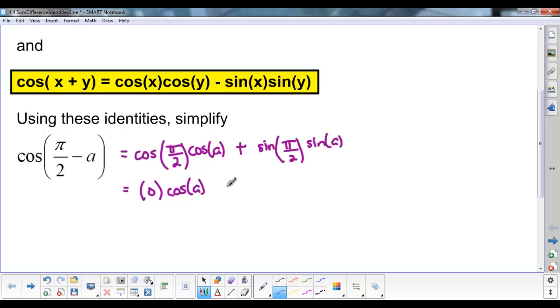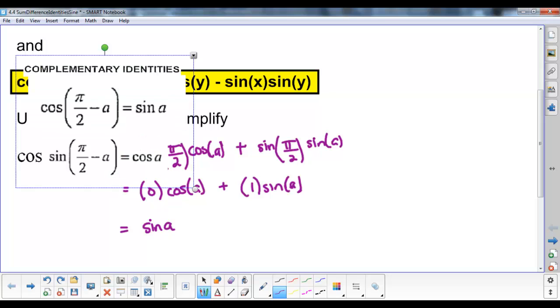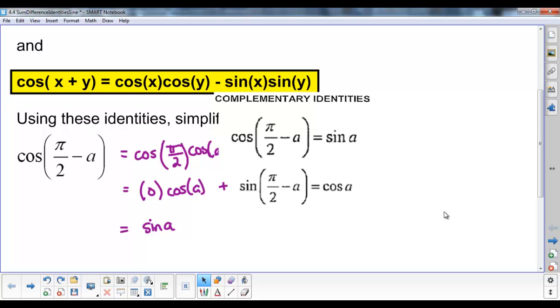So we're left with 0 times cos A, and then plus, now think about the sine graph. Now sine at pi by 2 is 1, so we're left with 1 times sine of A. So if we go ahead and simplify this, 0 times cos A is gone, and we're just left with sine A. So what we've done here is we've kind of created the complementary identities, where cos of pi by 2 minus a is equal to sine A, and it works the other way around, where sine of pi by 2 minus a equals cos A. So I'll just put that to the side there, and we can refer to that in a minute.